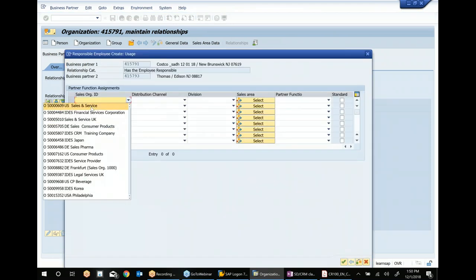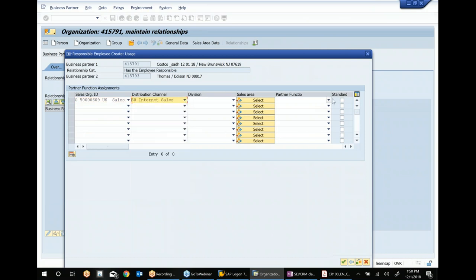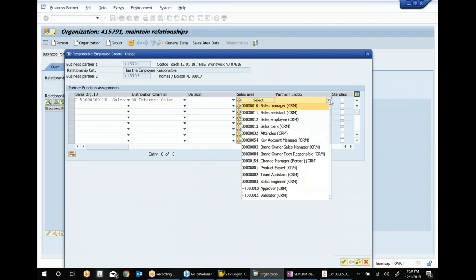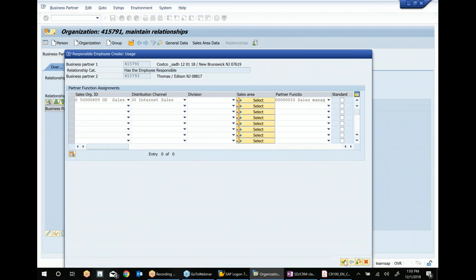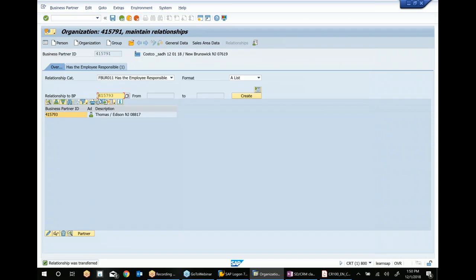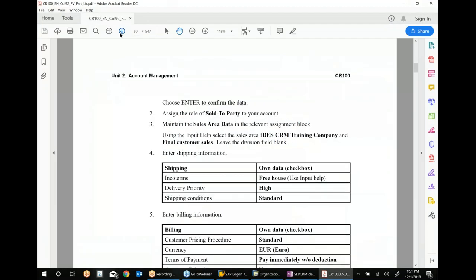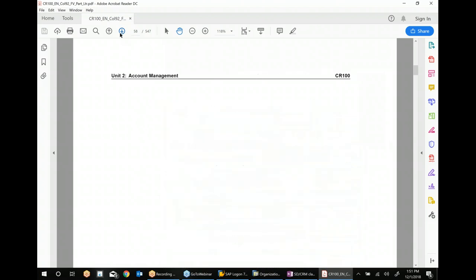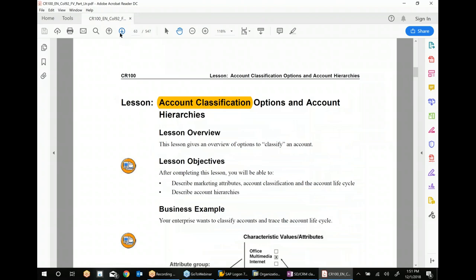Okay. I can enter sales organization, which sales organization this person belongs to. What is this partner function? Hit enter. Okay. And we can save it. So that is how the partner relationship works. So we did these exercises. Now we go to the next topic.